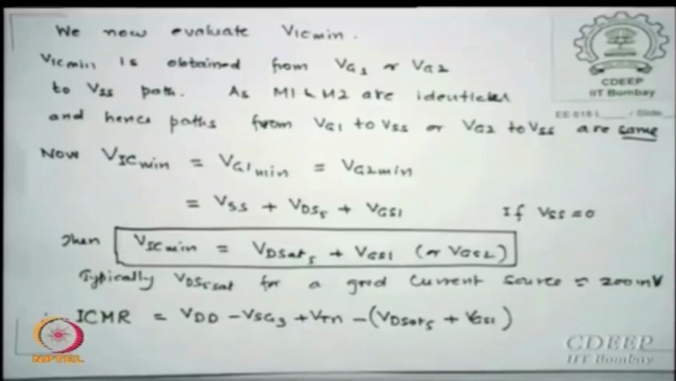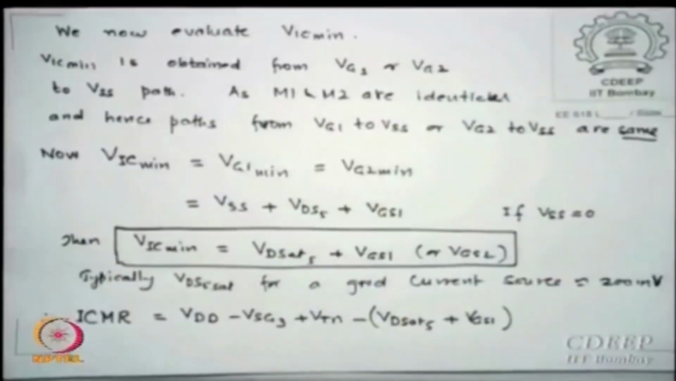Why is there a necessity of putting a minus supply instead of a single supply, 0 to 5 or 0 to 3.3? Why do people in analog in specific always want to run dual rails? There are many other reasons, but the major reason why we did it was to reduce noise considerations. Okay, is that expression okay? So ICMR is VDD minus VSG3 plus VTN minus VD sat 5 plus VGS1.